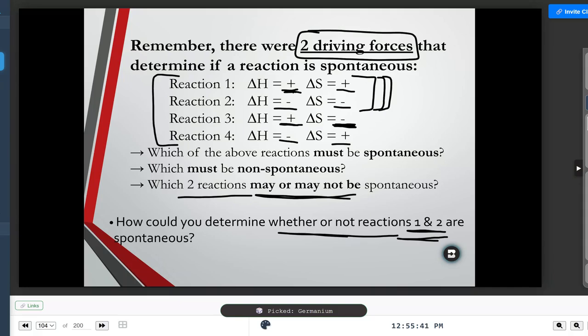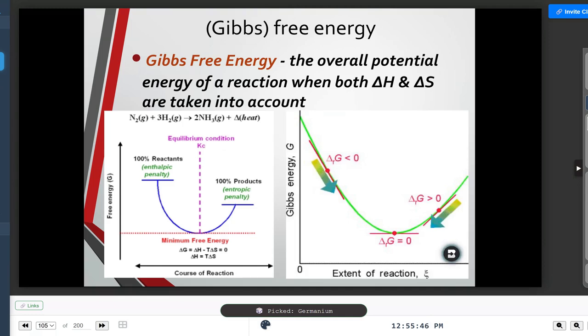Something that's going to be exothermic, giving off energy, and also becoming more dispersed, okay? So let's look at what a graph might look like if we were trying to chart the relationship between enthalpy and entropy. Now, Gibbs free energy is telling us that we can have a relationship between enthalpy and entropy if we're thinking about temperature as well. It says the overall potential energy of a reaction when both the enthalpy and the entropy are taken into account.